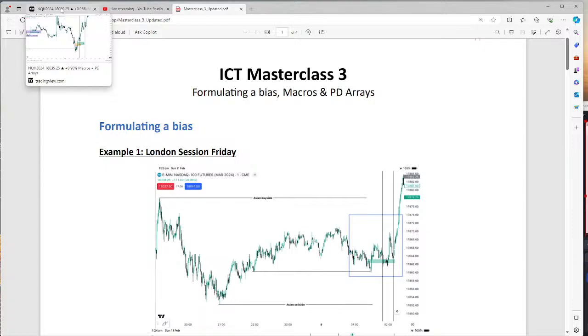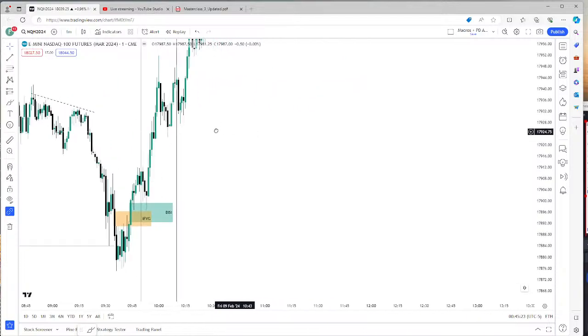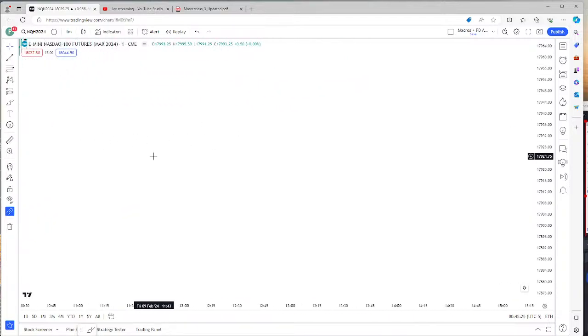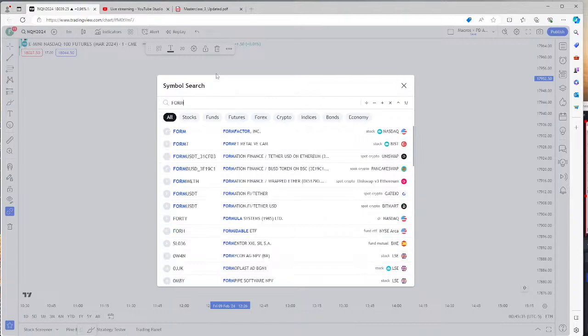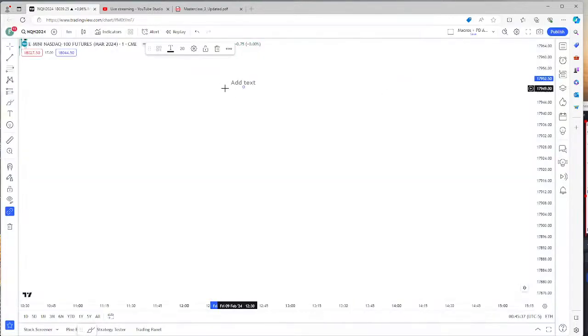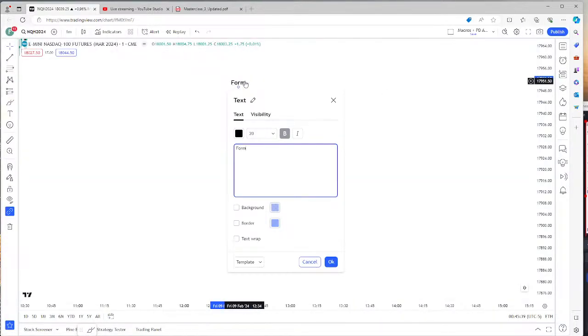Pretty much the most important thing that everyone wants to know is formulating a daily bias. How do you do that? How do you know where the market's going to go? Do you have an idea where it's going to go, and how do you project that? That's probably the important thing. I'll make this a bit larger so we can see. The first thing we're going to have a chat about is formulating a bias.